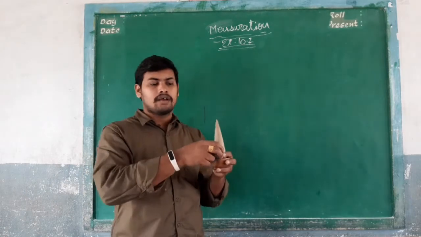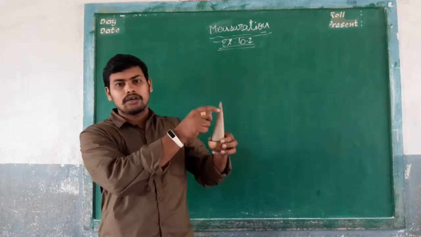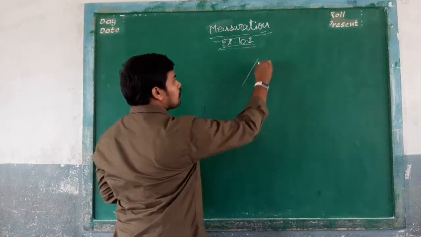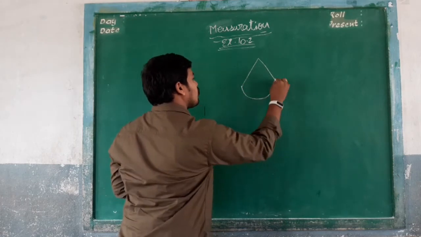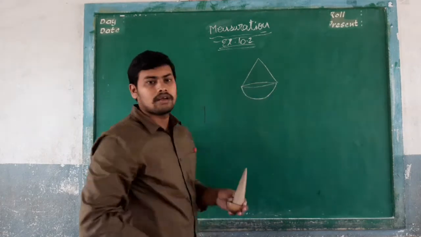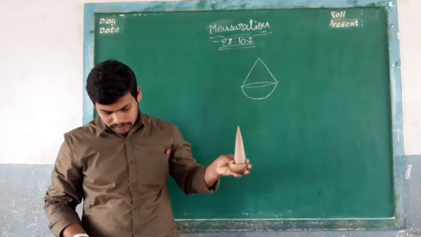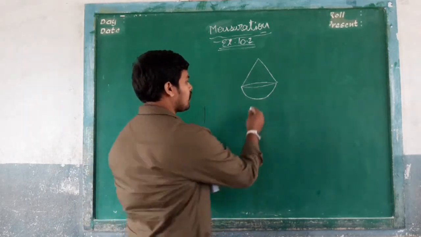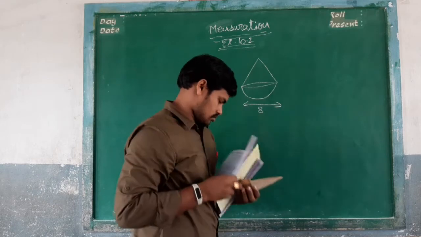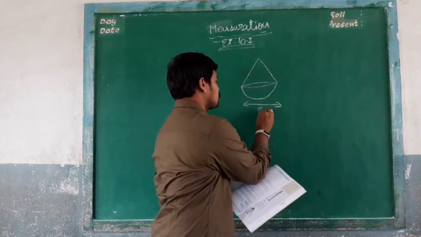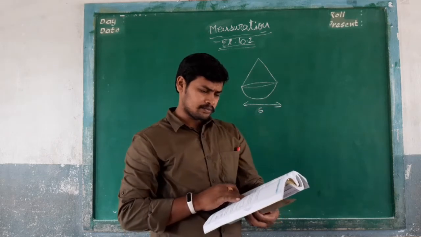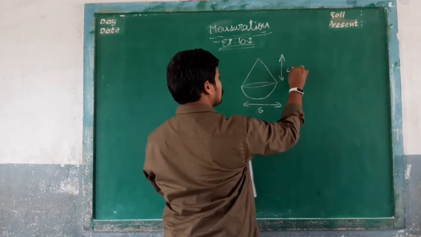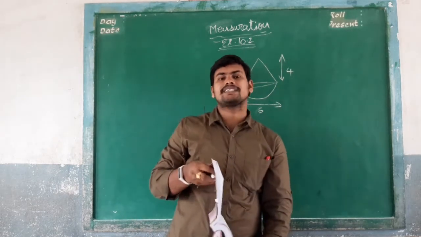The cone is placed on the hemisphere. The diameter of the base of the cone is 6 centimeters, and the height is 4 centimeters. So determine the surface area.